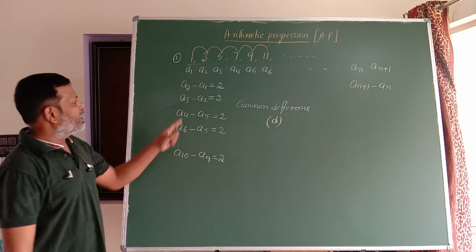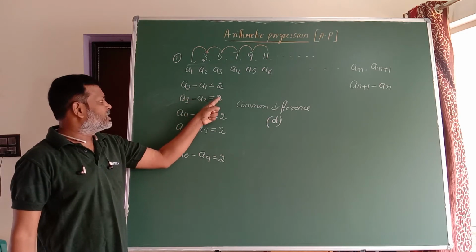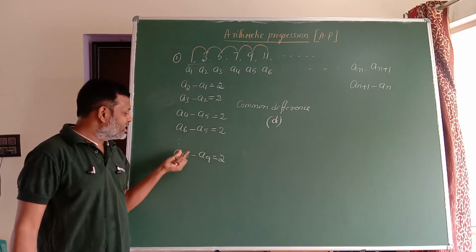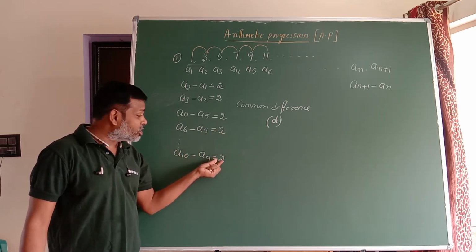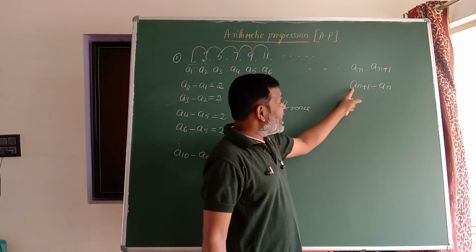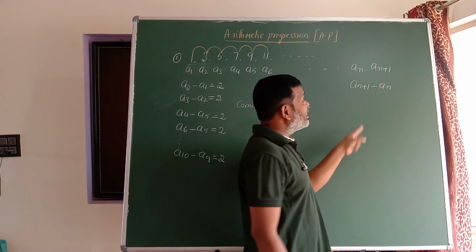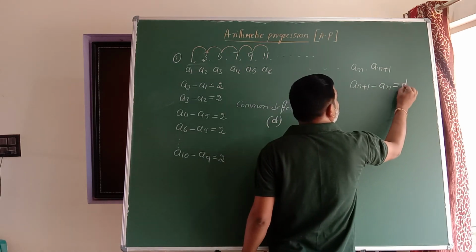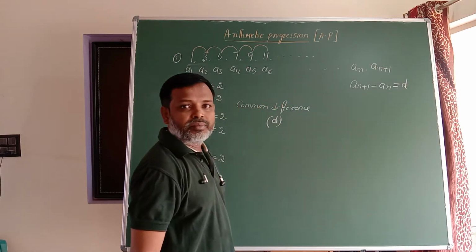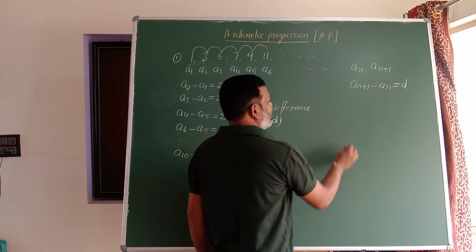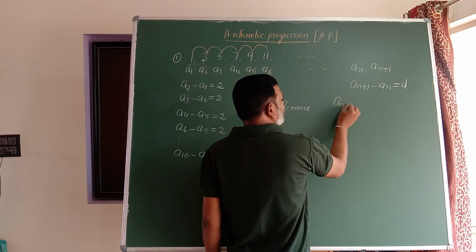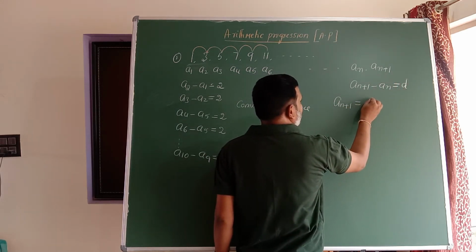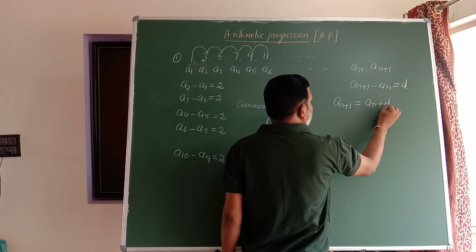Okay, now A2 minus A1 is 2, A3 minus A2 is 2, A4 minus A3 is 2, A6 minus A5 is 2. Similarly, A10 minus A9 is also equal to 2. In the same sense, AN plus 1 minus AN is also 2. That 2 is called what? Common difference. I can take it as D. Right? Now what to do here? I can take AN plus 1 minus AN to the RHS. AN plus 1 will be equal to AN plus D.